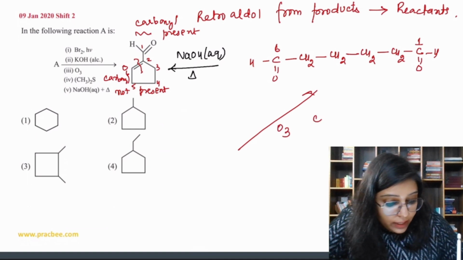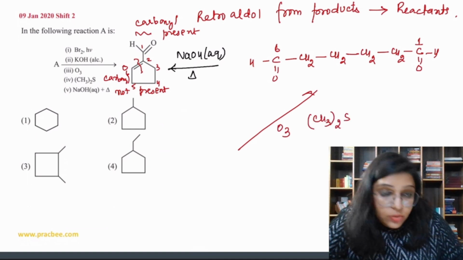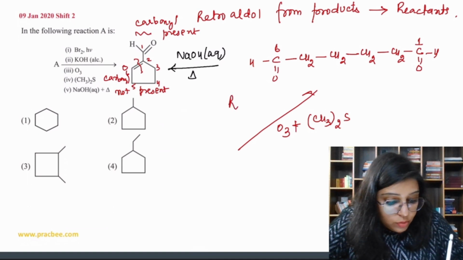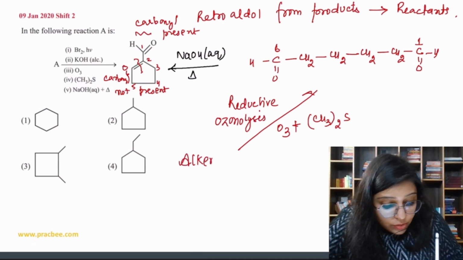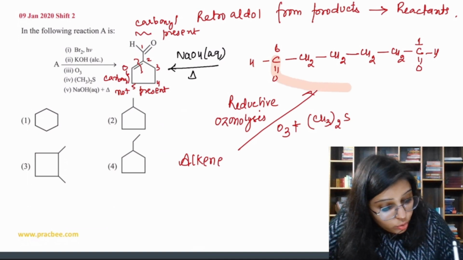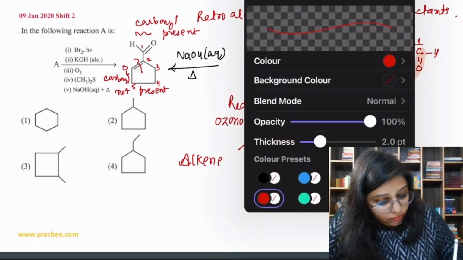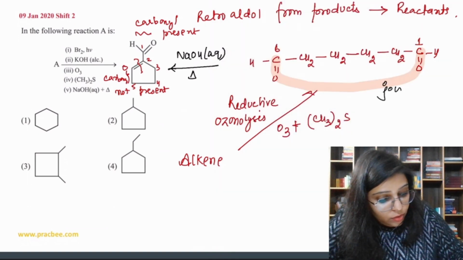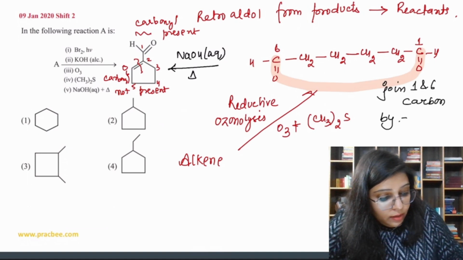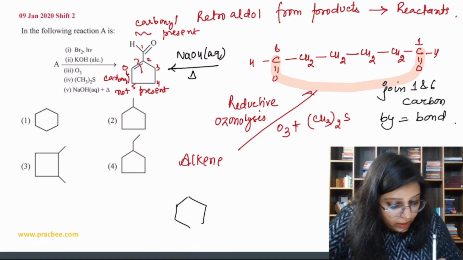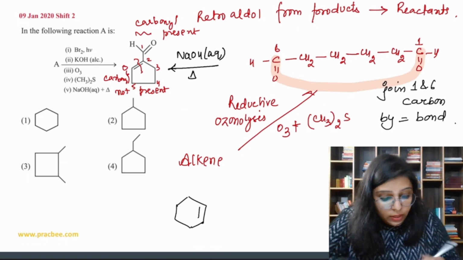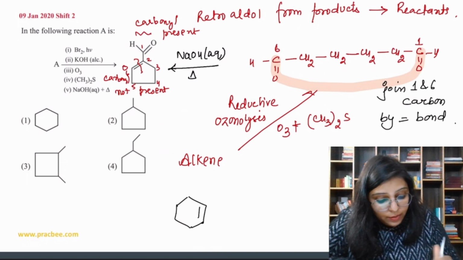O3 and dimethyl sulfide. So it means that is reductive ozonolysis. Reductive ozonolysis is from alkene. So what we are going to do? We are going to join these carbons. Join carbon 1 and 6 by a double bond. So it means a 6-membered ring and 1 double bond. Then this is formed.